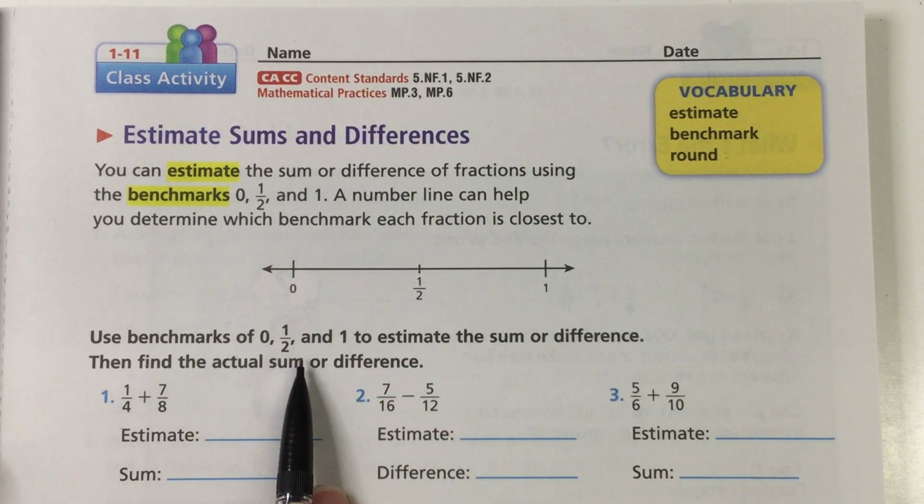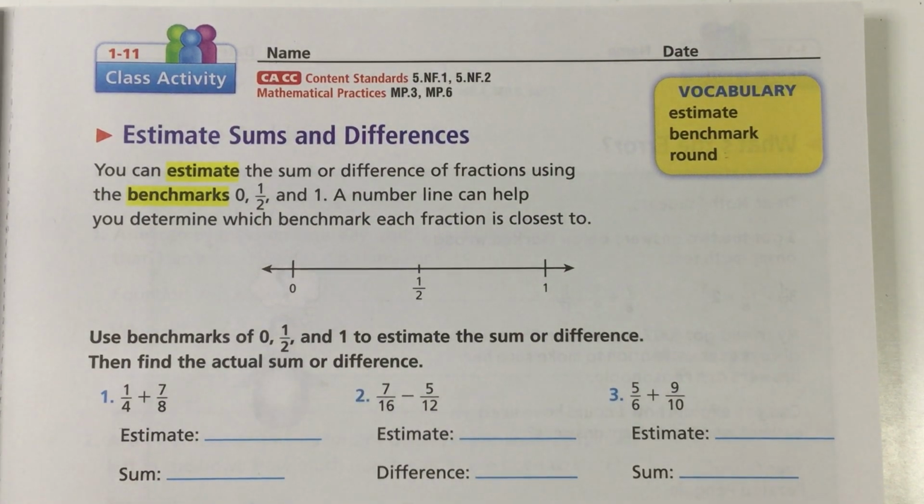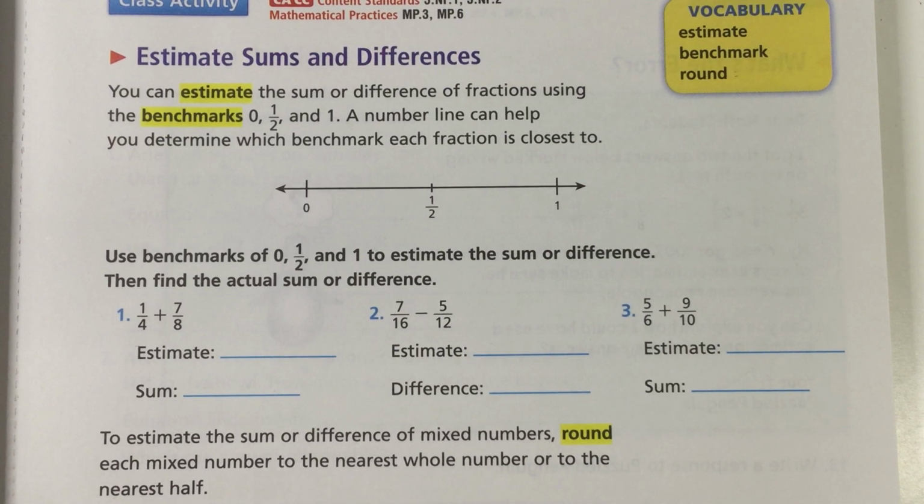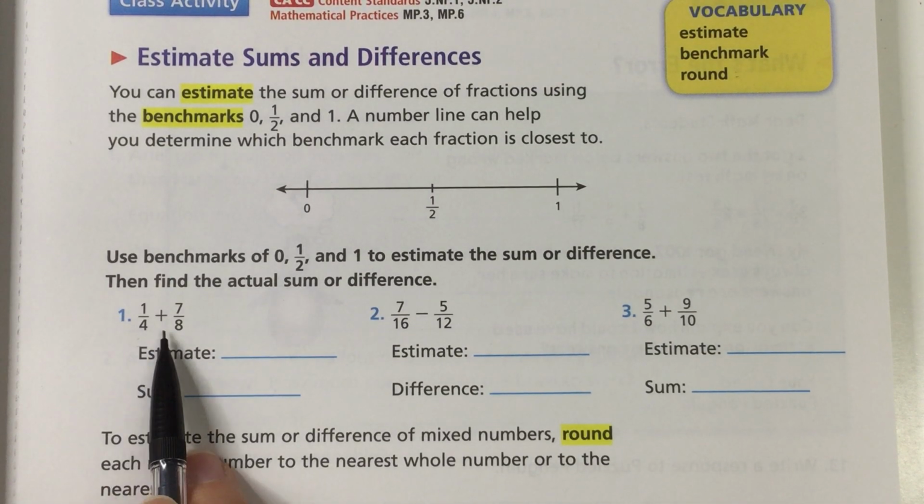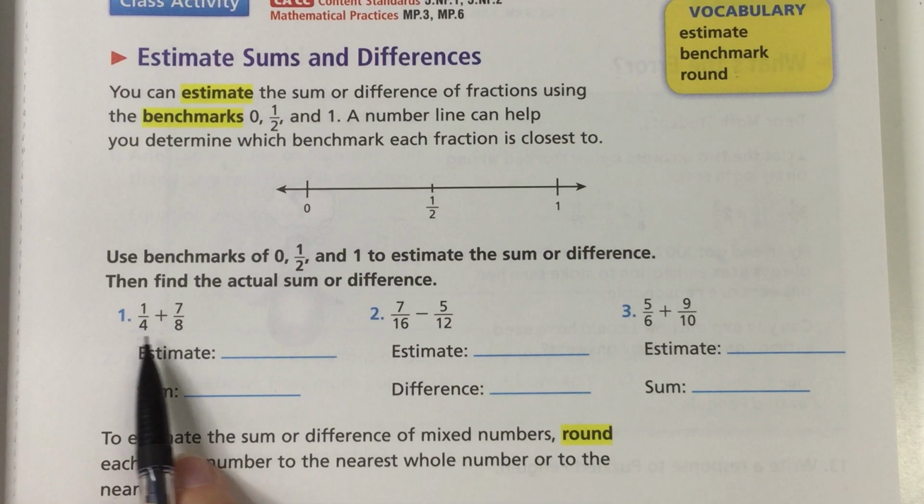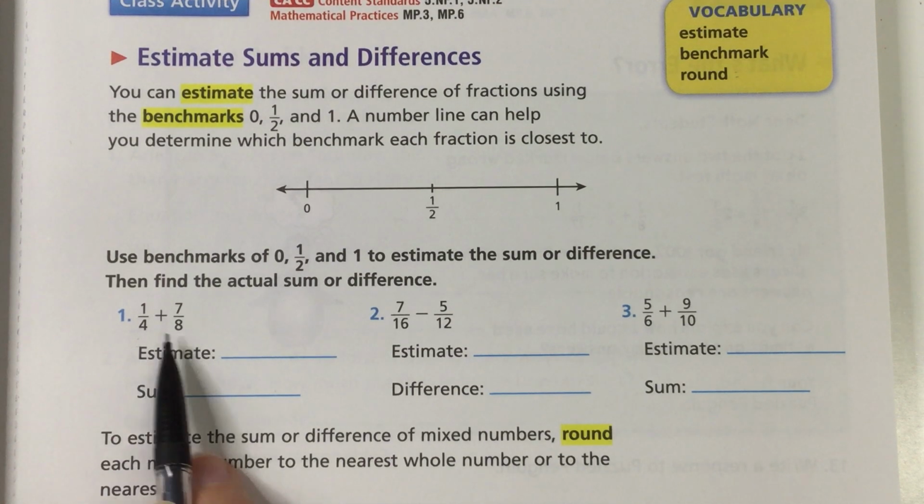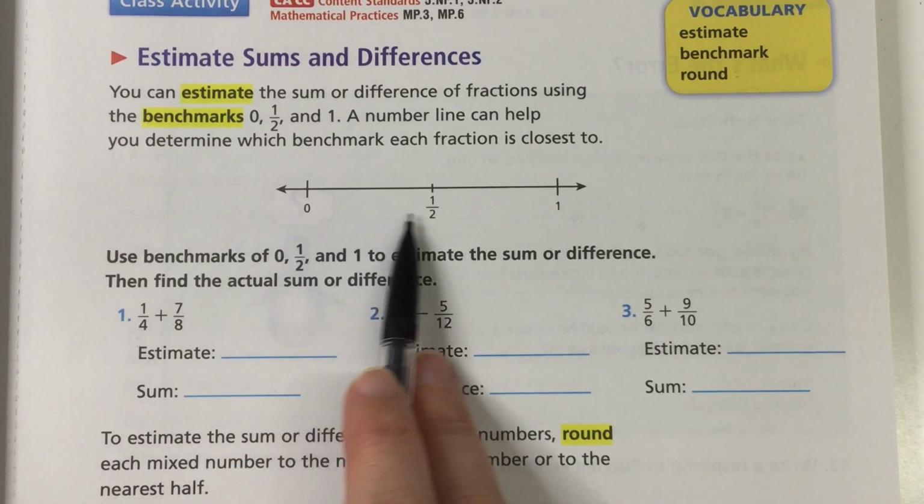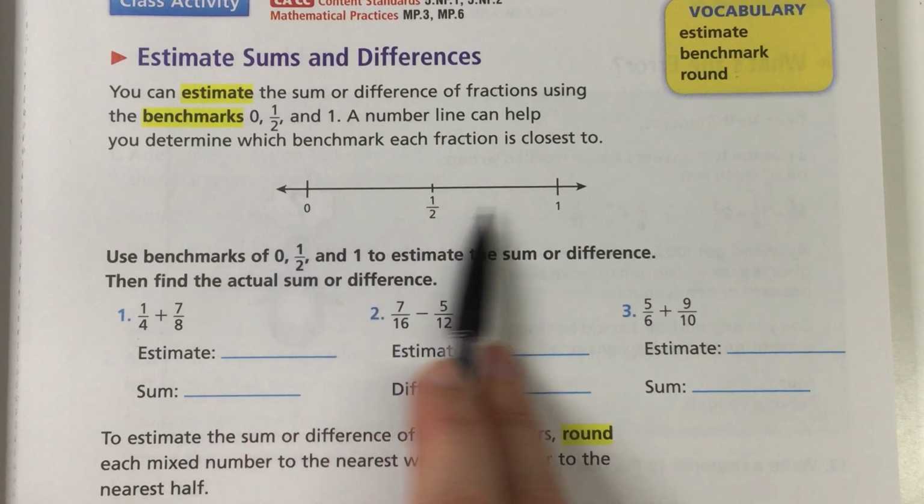Okay, so use these benchmarks, 0, 1/2, or 1, to estimate the sum or the difference. So we have 1/4 plus 7/8. So we have to think about what is going to be our estimate here. What are we going to round each of these to? Okay, I'm so glad there's a number line here because this is really going to help me.